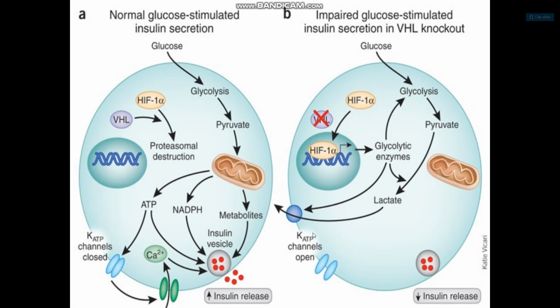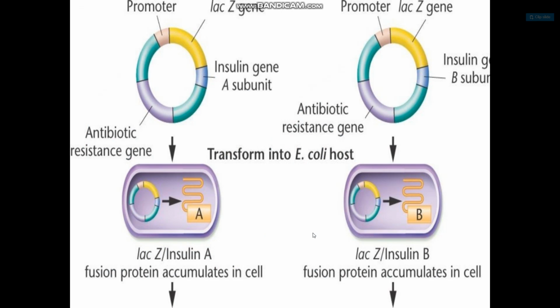So first, normal glucose stimulated insulin secretion: in the process of glycolysis they make pyruvate. After that the process happens. And second one, impaired glucose stimulated insulin secretion in VHL knockout. This is the structure: the promoter first like Z gene and promoter second like Z gene. This is the insulin gene A subunit and B subunit. So that is transformed into E. coli host cell. After that, fusion protein accumulates in the cell.